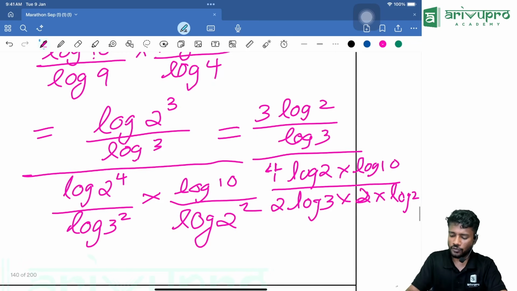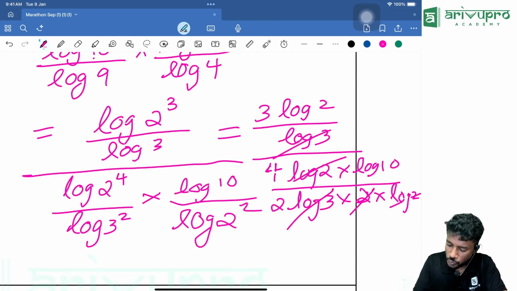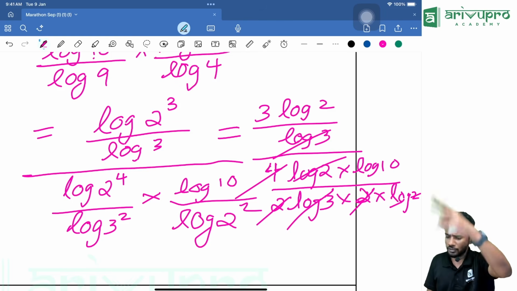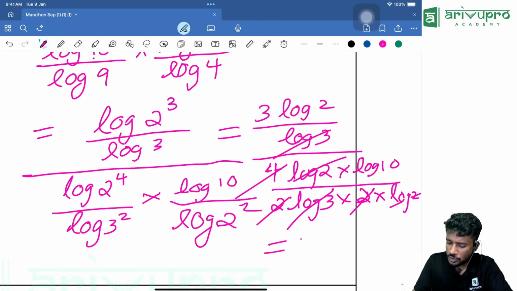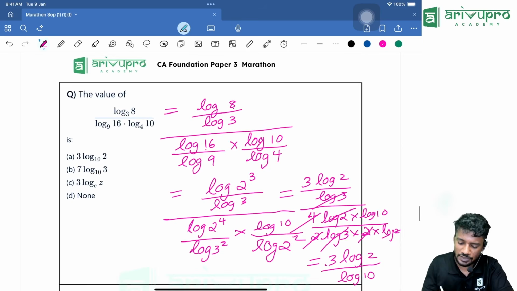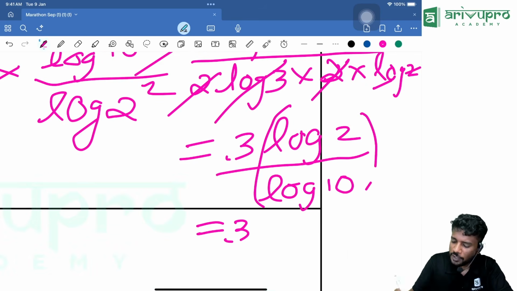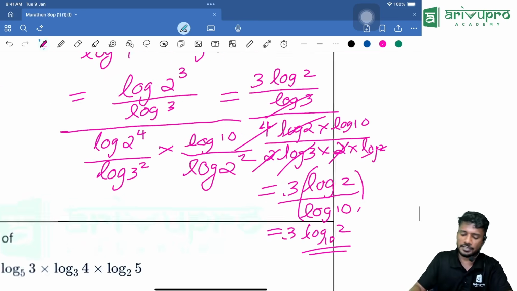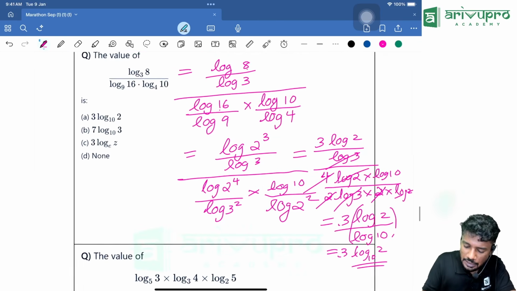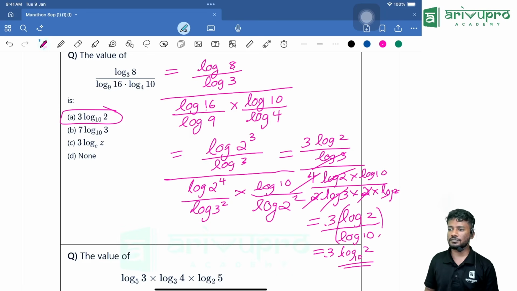What all things are cancelling off? Log 2 cancelled off. Log 3 cancelled off. Then 2 and 4 will cancel off with 4. What is remaining now? 3 log 2 divided by log 10 is remaining. Now looking at the options, what is the answer? Can I write 3 log 2 divided by log 10 as 3 log 2 to the base 10? Yes. The answer is option E, 3 log 2 to the base 10. Clear? Understood?